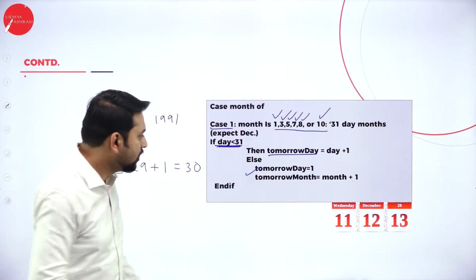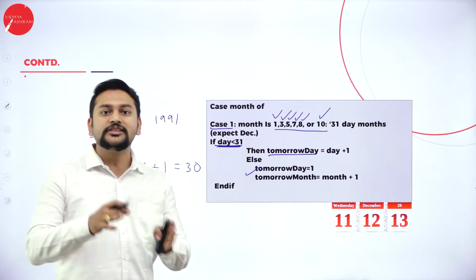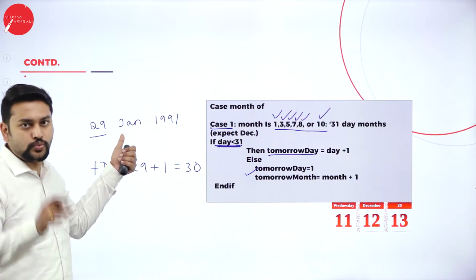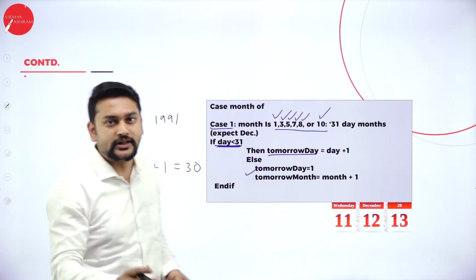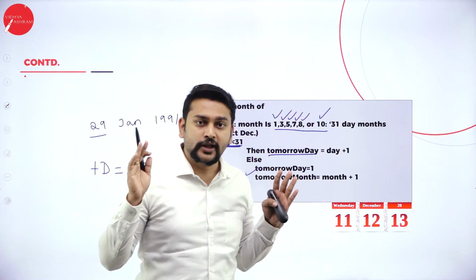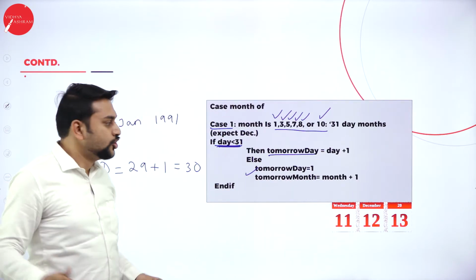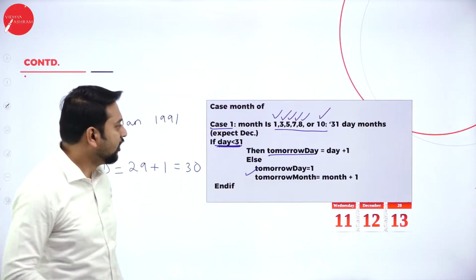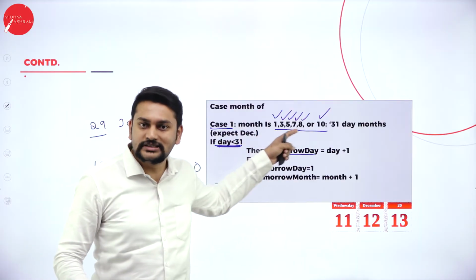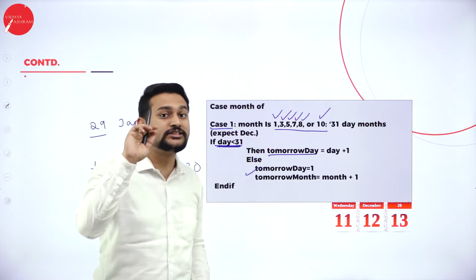That is February 1. Then after that, I will increment the month. Suppose my month value is 1. I will increment it by 1. That is February. So here I will not do any change. I will retain it as it is. So this is what will happen if my entered month is in these values. So fine, this is case 1.